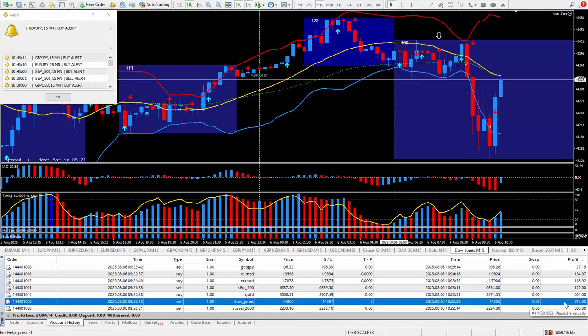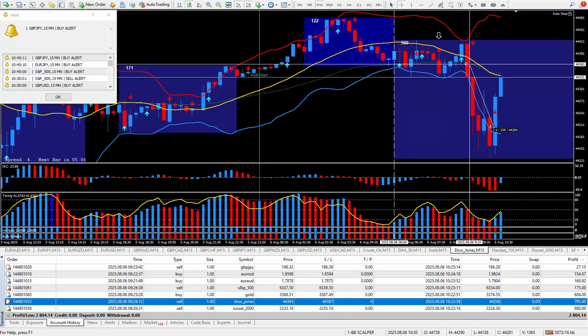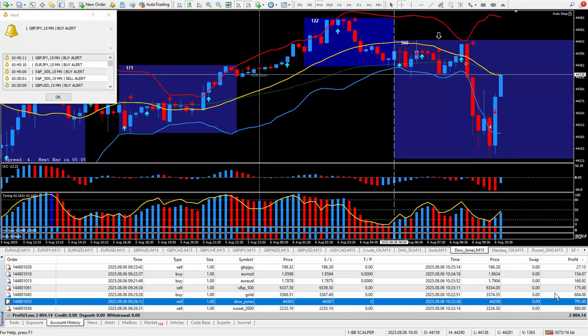Took the money, divided by 5. So we are looking for 159. Let's go and look for that. 159. There it is right there. Did have it. There it is right there. 159 ticks. That paid out $795.